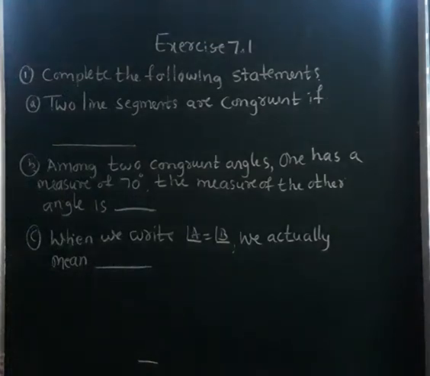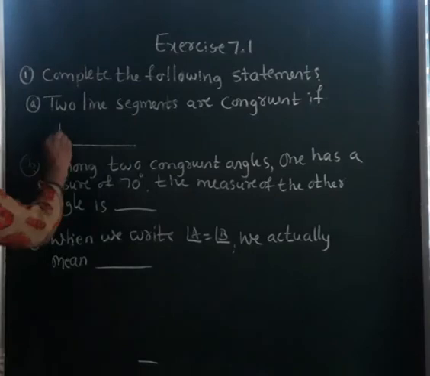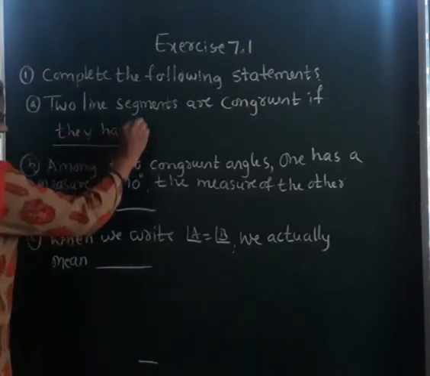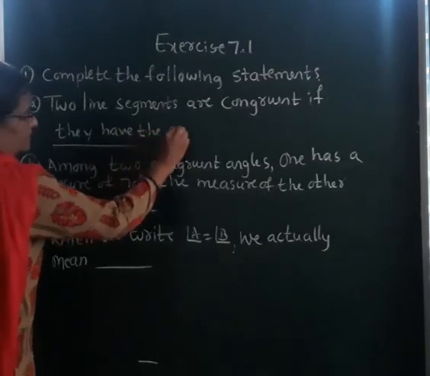Exercise 7.1. Complete the following statements. First one: two line segments are congruent if, yes, what is the answer? They have the same length. If they have the same length.